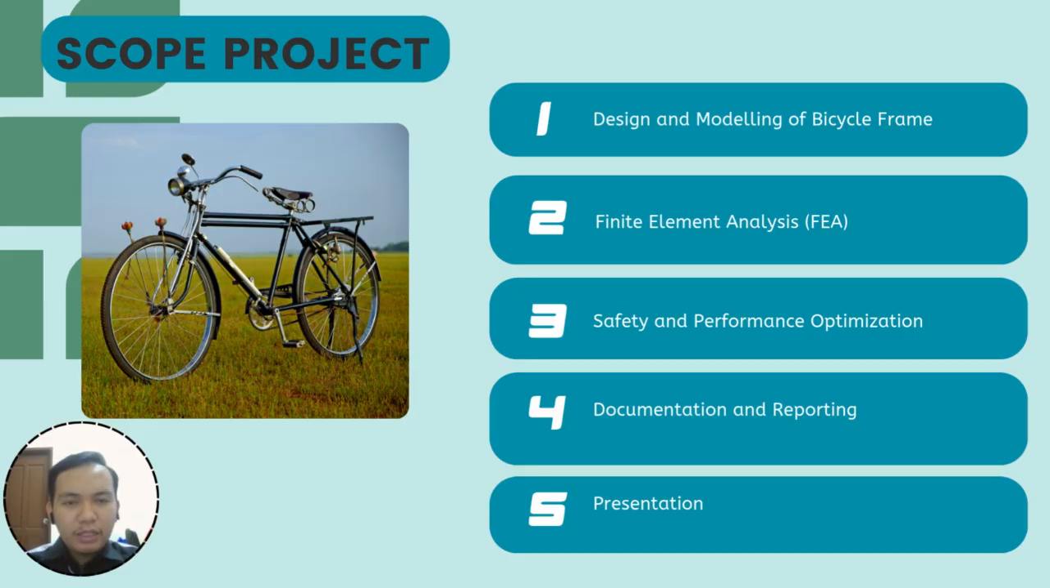The second part, we focus on finite element analysis. In finite element analysis, we develop a finite element model of the designed bicycle frame, including meshing, element selection, and defining boundary conditions. The next one is to simulate various boundary conditions such as flat road or static condition, incline road, and decline road to evaluate the frame's response. And the last one is to analyze the maximum and minimum stress as well as total deformation to identify critical stress points and areas prone to failure.